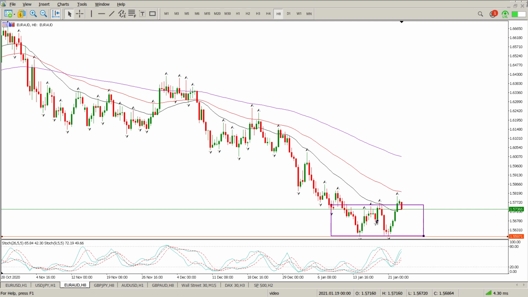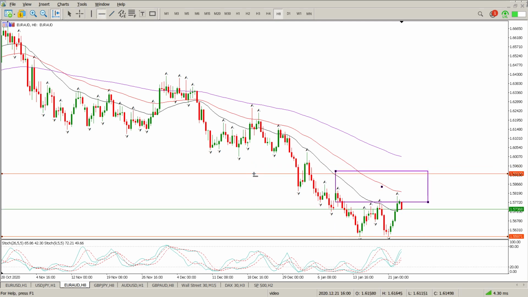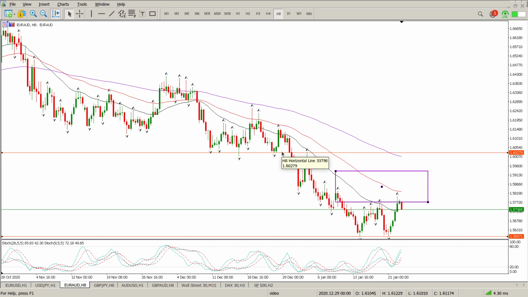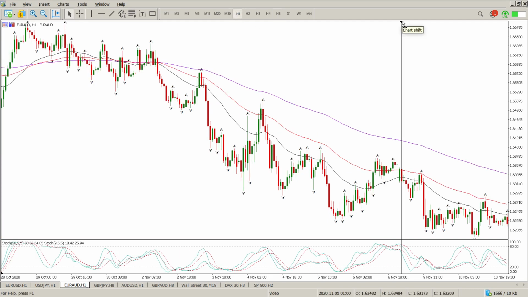We have broken to the upside. I'm looking for a move, something like that. There's no structure at that area, so I would be looking for a move into this zone here, 160.279. But obviously the trend is down, and you can see right now they are selling off that trend.